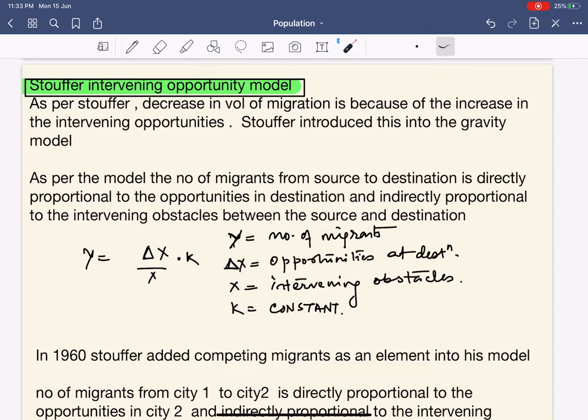But look at over here, we have taken into consideration the socio-economic factor. Intervening obstacles can be a socio-economic factor. Opportunities at the destination can be economic or social. Economic, like higher pay grade and jobs. Social, like better educational facilities.